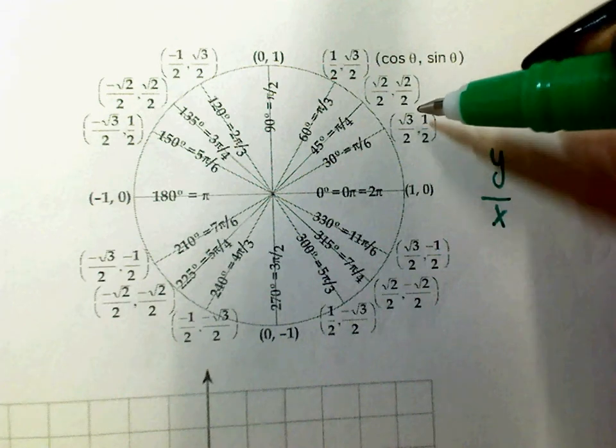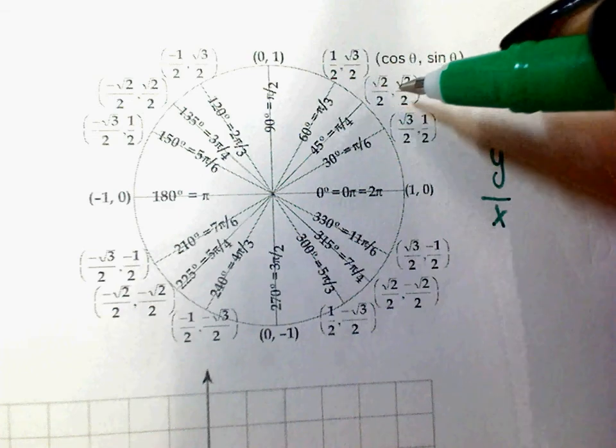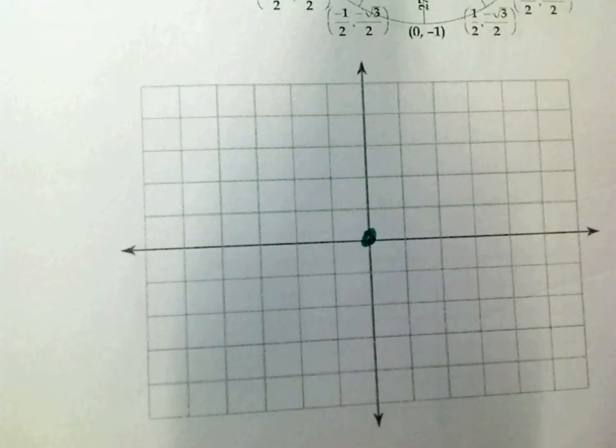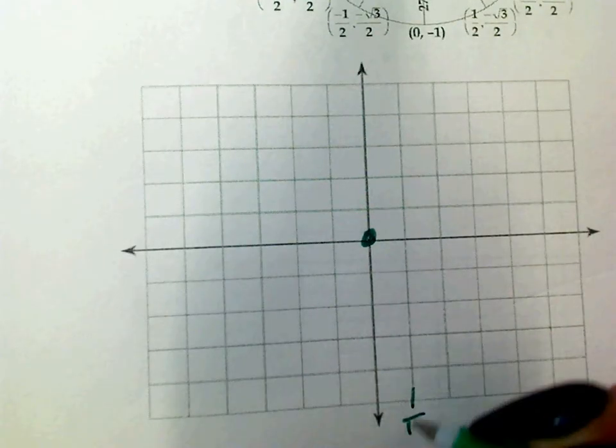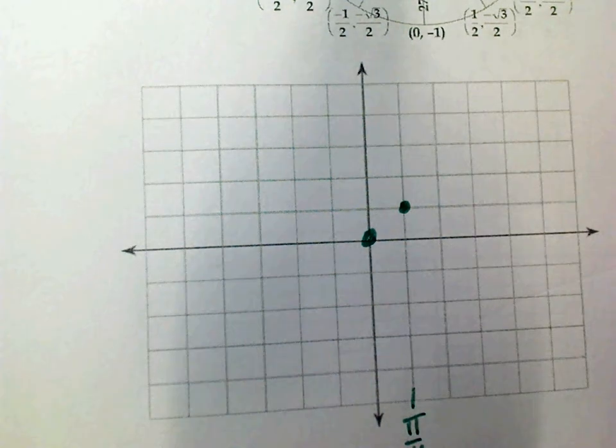What's tangent of pi over 4? 1. Tangent of pi over 4 is 1. That's an easy point to plot, so I'm going to go ahead and let that be pi over 4, and that be 1. So pi over 4 is 1.